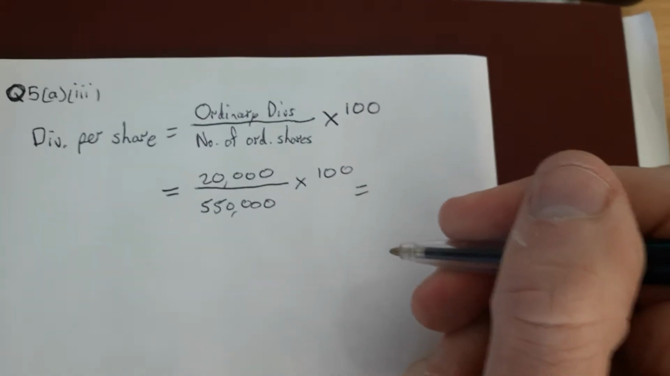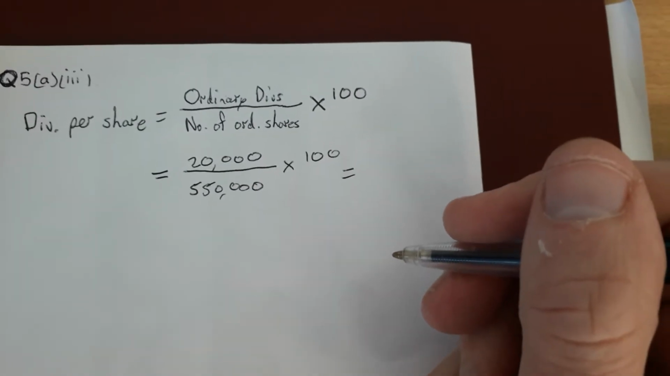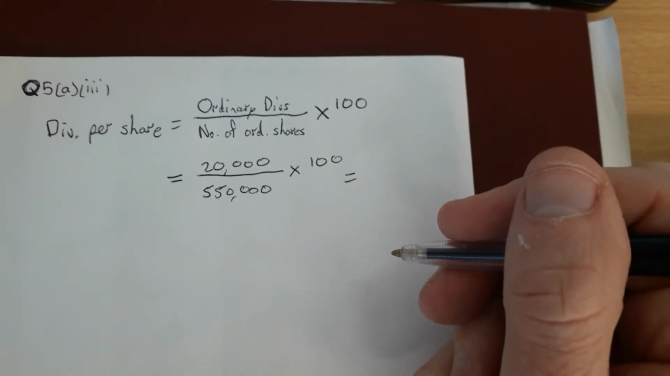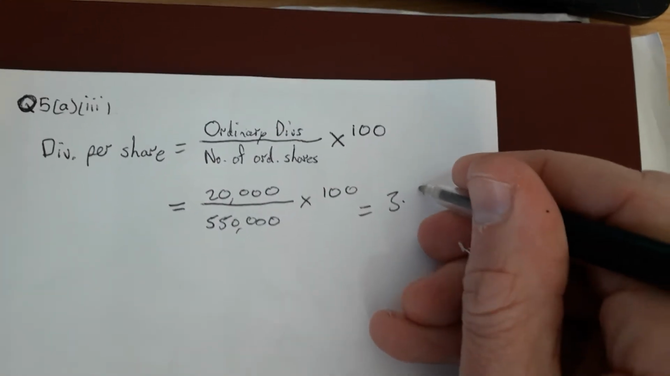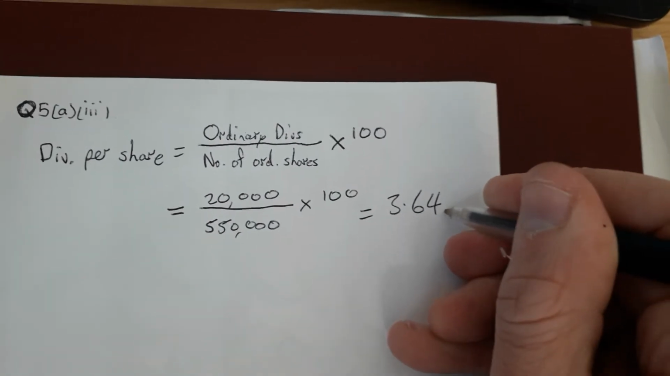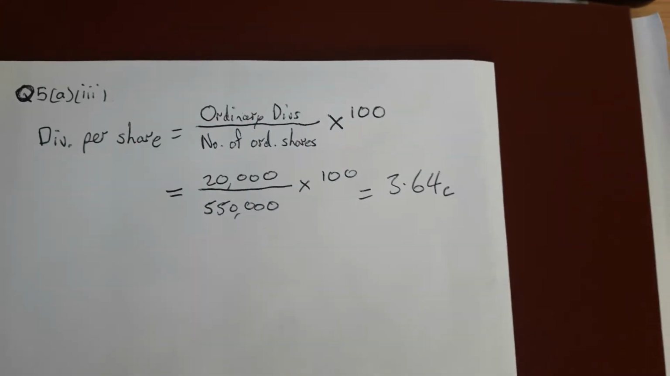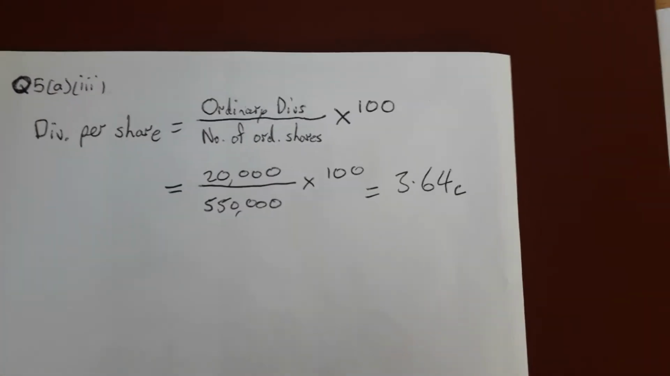If we put that into the calculator, then some rounding will be required, but that's going to give us a figure of 3.64 cent. So that's the first part done.